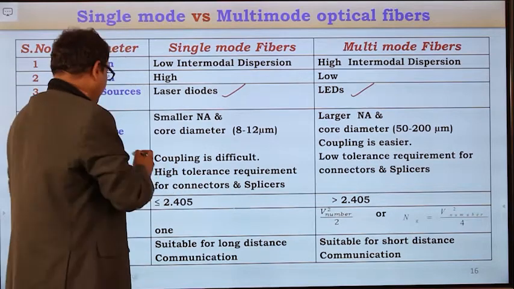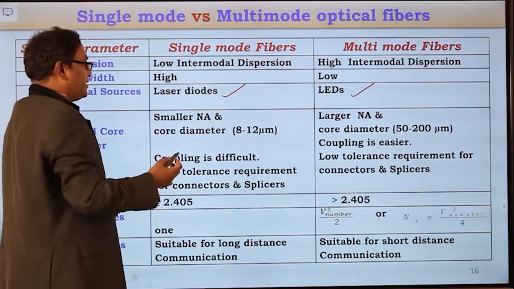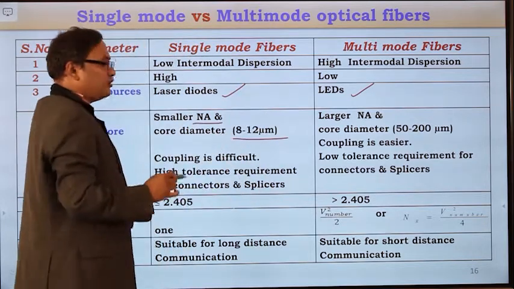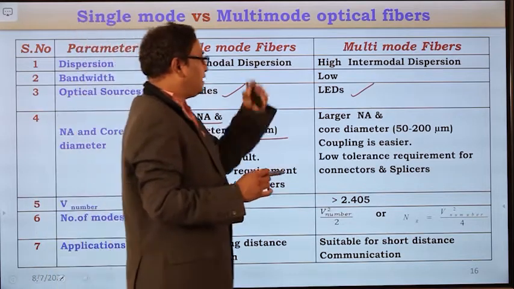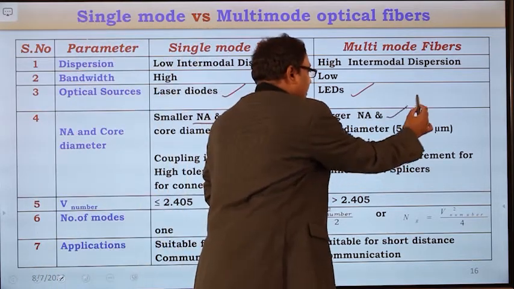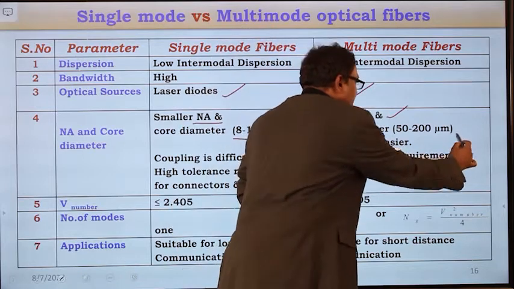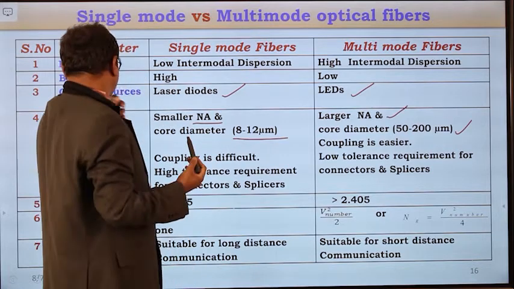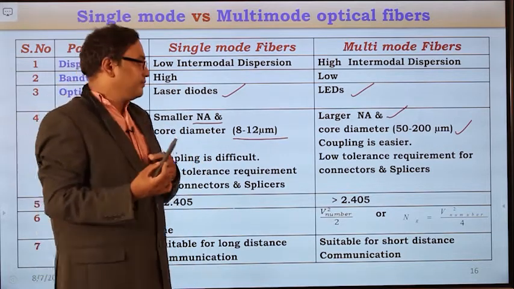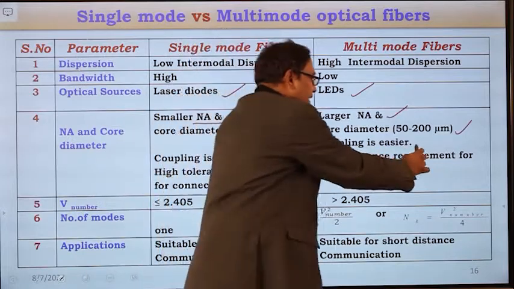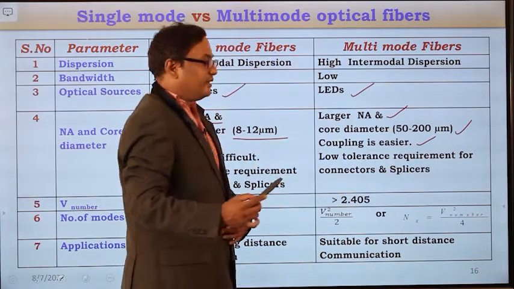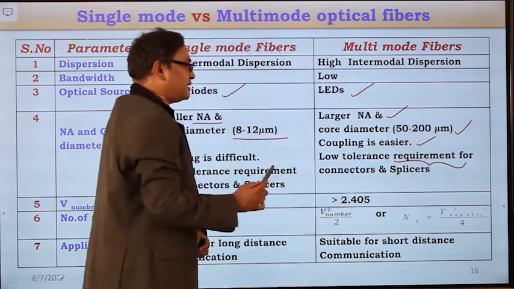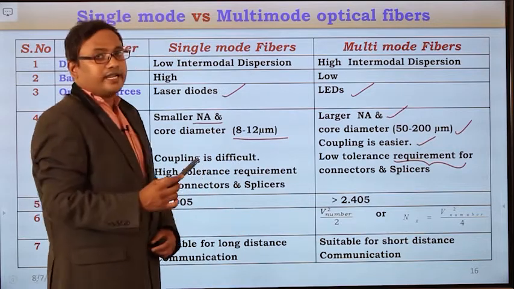And already I specified the core diameter of single mode fibers is very small, that is 8 to 12 micrometers, and so the numerical aperture is also very less. Whereas multi-mode fibers have larger numerical apertures, and the core diameter is also high, ranging from 50 to 200 micrometers. Because of this larger numerical aperture and larger core diameter, coupling of the multi-mode fiber will be easier, and the tolerance requirement is also low for multi-mode fiber connectors and splicers.